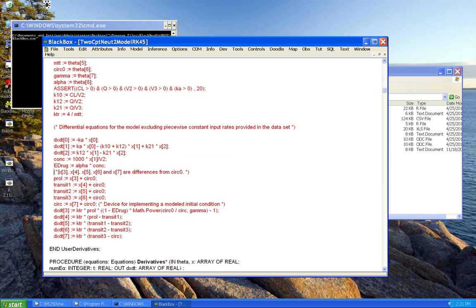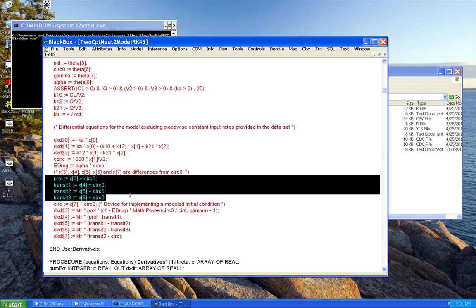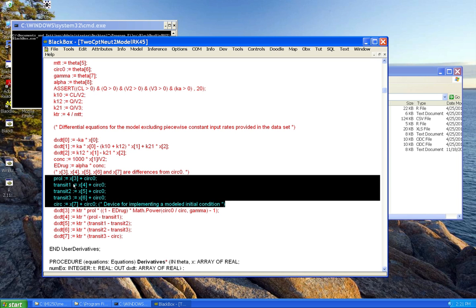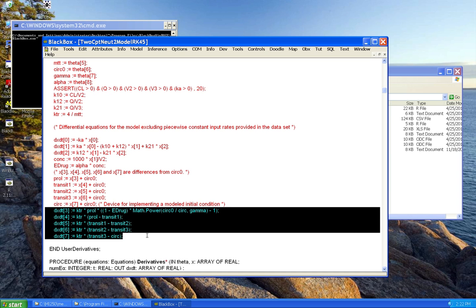And you can see that noted as a comment right here, that those are all differences. In addition, to improve readability a little bit, you'll notice I've written these back out in terms of the names that we were just using. So I've got PROL equals x3 plus circ0, transit 1 is x4 plus circ0, and so on down to circ equals x7 plus circ0. I've done that so that when I write out the differential equations, they look pretty much like we just saw on that previous page. And in fact, those are all right here.